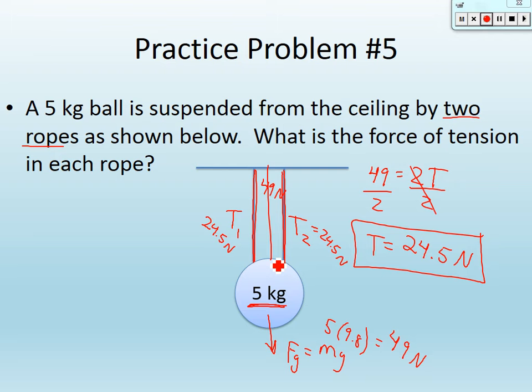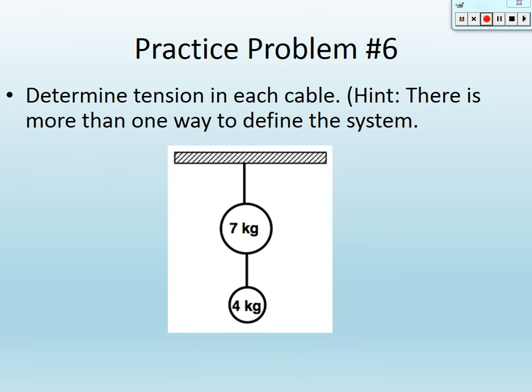Let's look at a little bit different scenario here with practice problem number 6. Practice problem number 6 says, determine the tension in each cable. Hint, there is more than one way to define the system. I want you to label this tension in this cable T1, and let's put this one as T2. Now I want you to think about this one on your own. I'm going to hit pause. I want you guys, if you're watching the video, to hit pause and try it on your own first. See if you can solve for tension 1 and tension 2, and then hit play and see if you got it right.